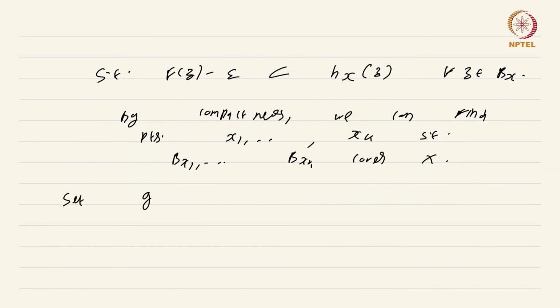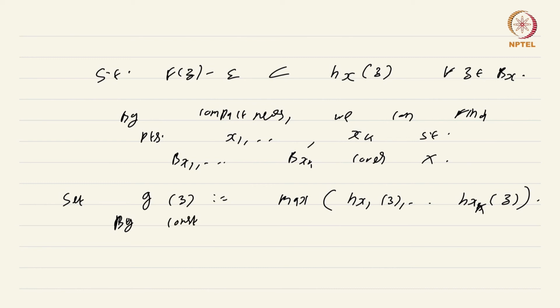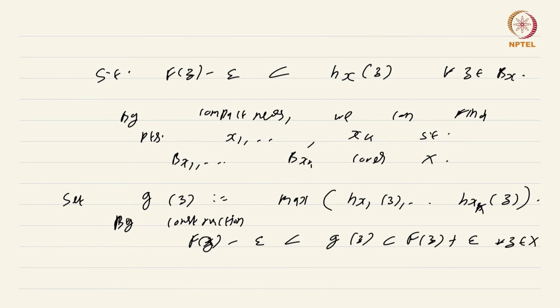Set g(z) by definition to be the max of h_{x_1}(z), dot dot dot, h_{x_k}(z). Okay, then by construction f(z) minus epsilon is less than g(z) is less than f(z) plus epsilon for all z in X. Okay, so this completes the proof.